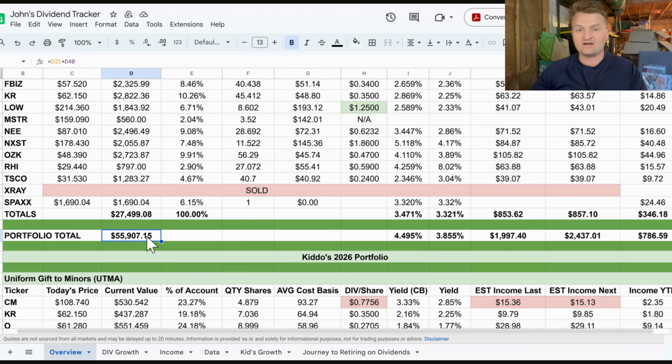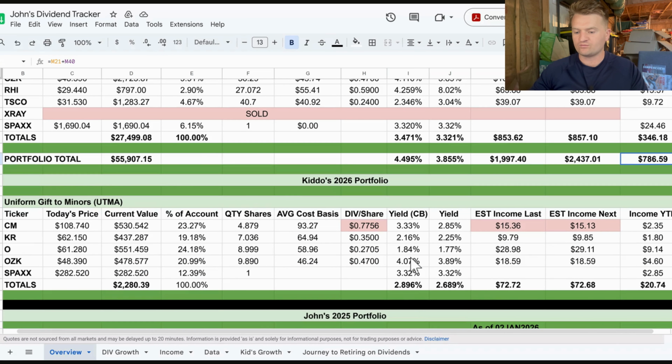Total portfolio value for the wife and I is just shy of $56,000, with a weighted cost basis yield of 4.495%, and a yield if you bought everything today of 3.855%. With estimated dividends year to date for April of just under $2,000, and a year from now, we should expect to receive just over $2,400 in dividends. And like I said, we'll get to year-to-date dividends in a minute.